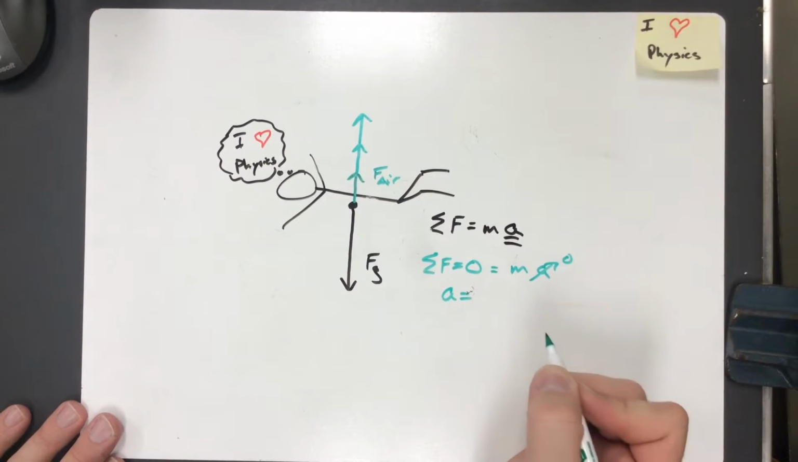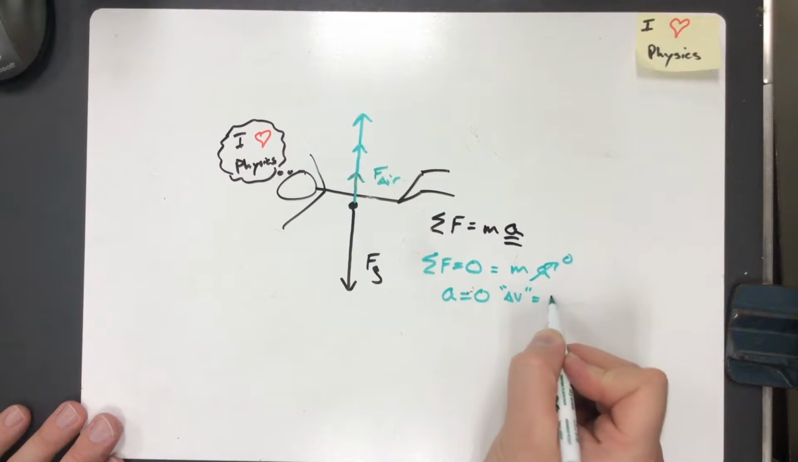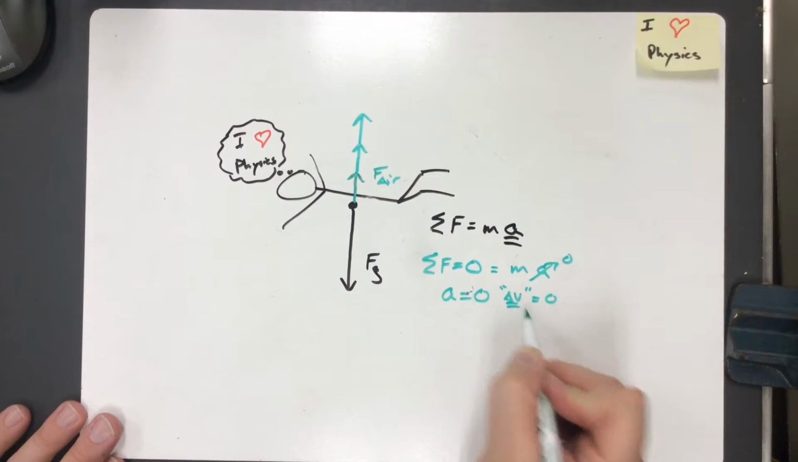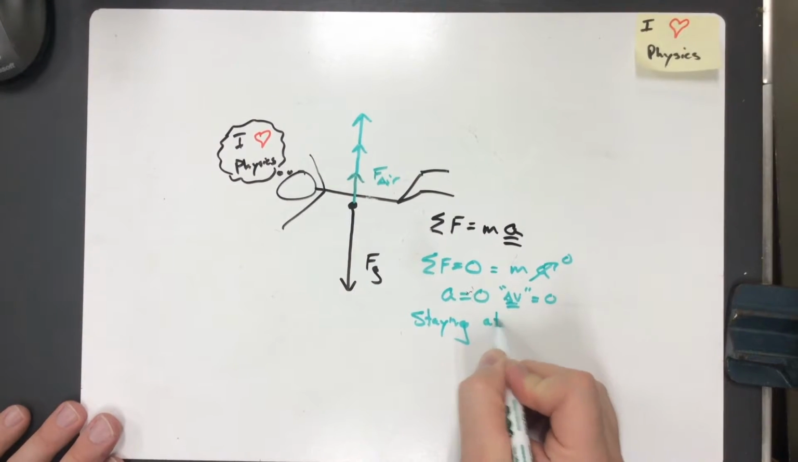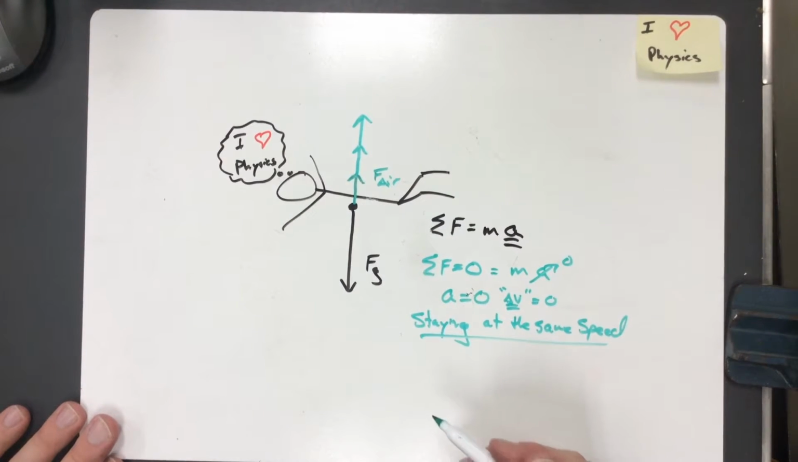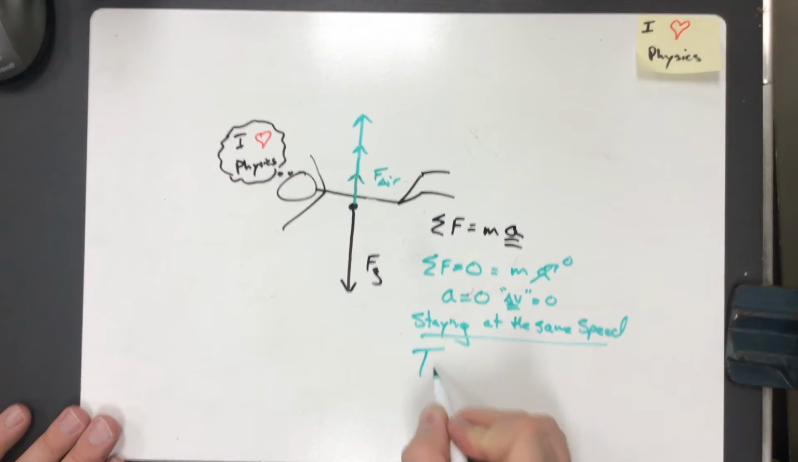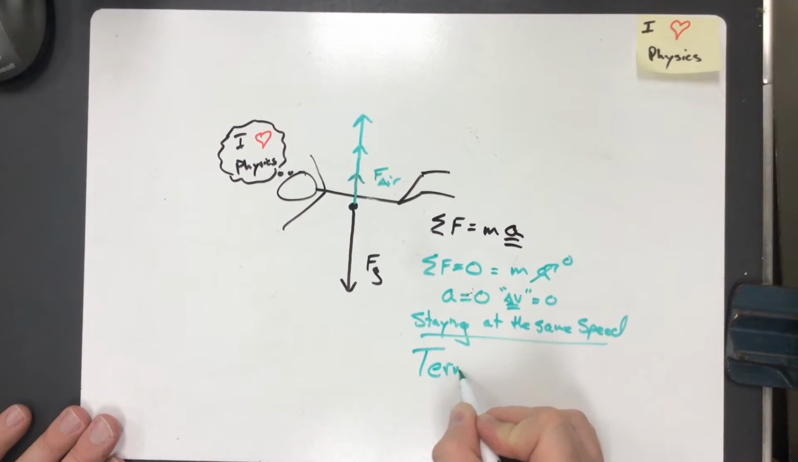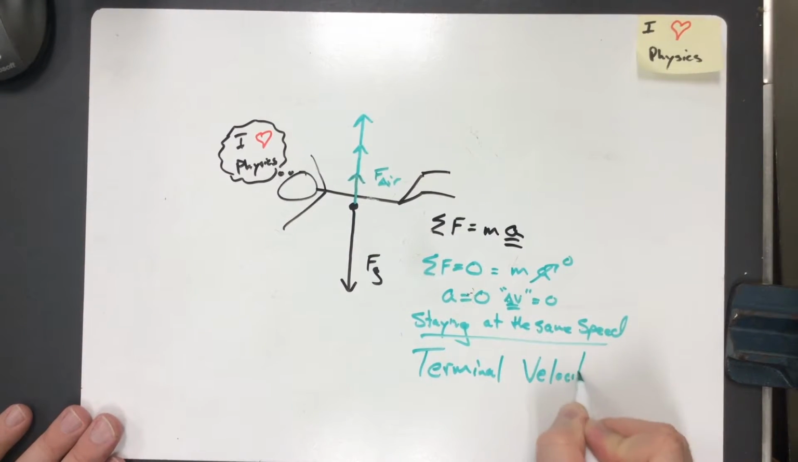If an object has 0 acceleration, what this means is its change in velocity is then 0. And so therefore, if you're not changing your velocity, you are staying at the same speed. All right, so this is the speed you're at. Now remember, you've been falling for a while, so you've been getting faster and faster and faster, but you can't get any faster. So you're usually going pretty fast. But since this is the end speed or the end velocity you can get to, we use the word terminal to represent end. And then we say velocity.